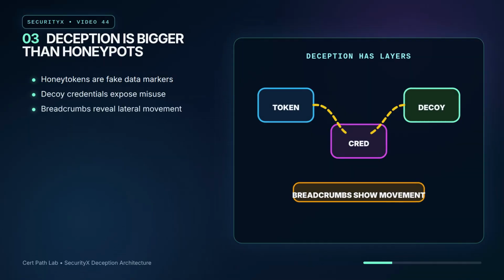Modern deception technology goes beyond a single decoy host. Honey tokens can be fake records, documents, API keys, database entries, or cloud objects that should never be used. Decoy credentials can reveal credential theft or lateral movement. Breadcrumbs can guide an intruder toward monitored dead ends. The goal is to make unauthorized exploration observable before damage spreads.